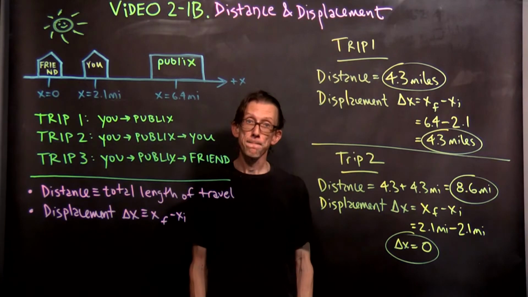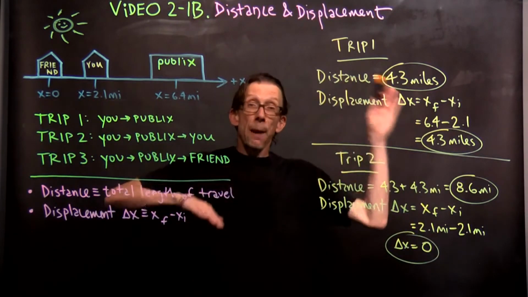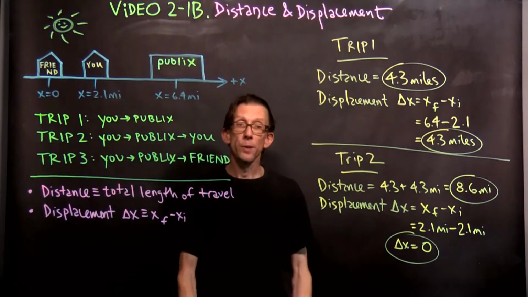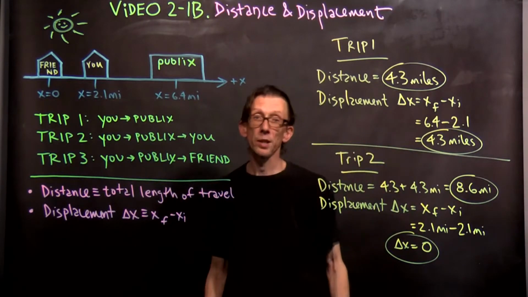Okay? That's how displacement is defined. So for trip 2, you end up going nowhere. You end up back where you started, displacement 0. But the distance traveled, the odometer reading on your car, has increased by 8.6 miles.